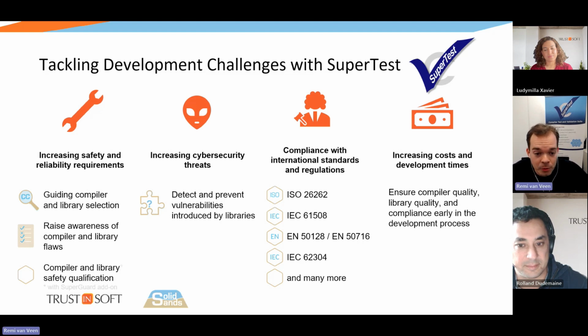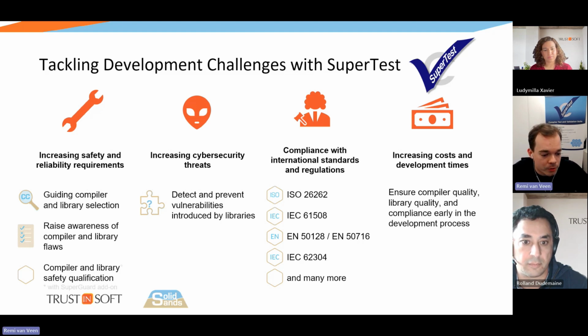In terms of safety requirements, SuperTest got you covered too, because it can be used to qualify compilers and libraries for use in safety-critical software development. SuperTest ensures compiler and library compliance to international functional safety standards for automotive, industrial, railway, medical, and many more areas of safety-critical software development. So that way, also the increasing safety requirements are well covered.